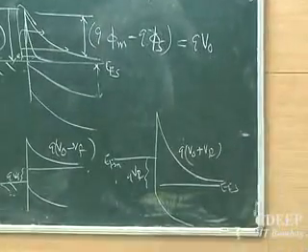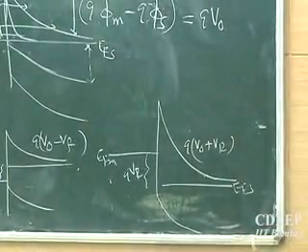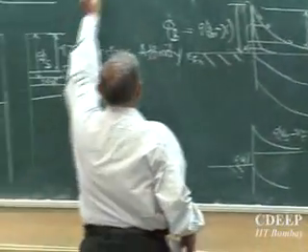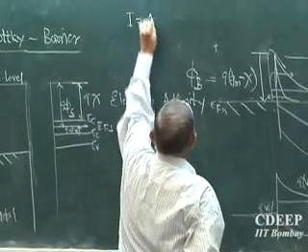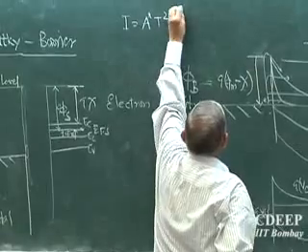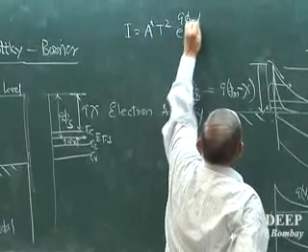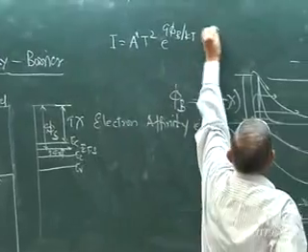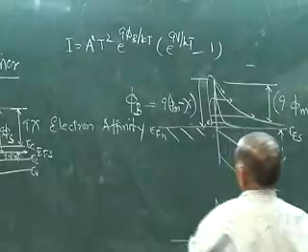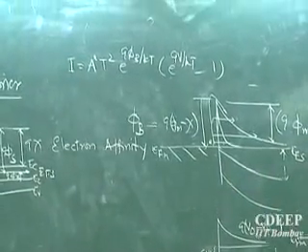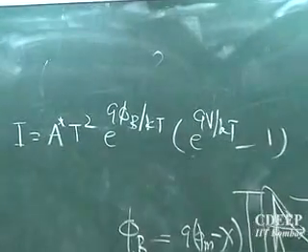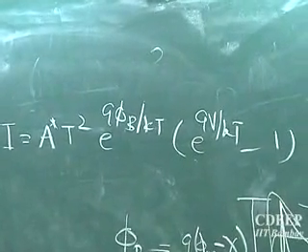It's like a PN junction, so the rest of the transport is similar, and therefore the only thing, because it is proportional to this, maybe I don't want to derive this, but just look at this: A star T square e to the power Q phi b by kT into e to the power QV by kT minus 1. What is A star called? It's called Richardson's constant.